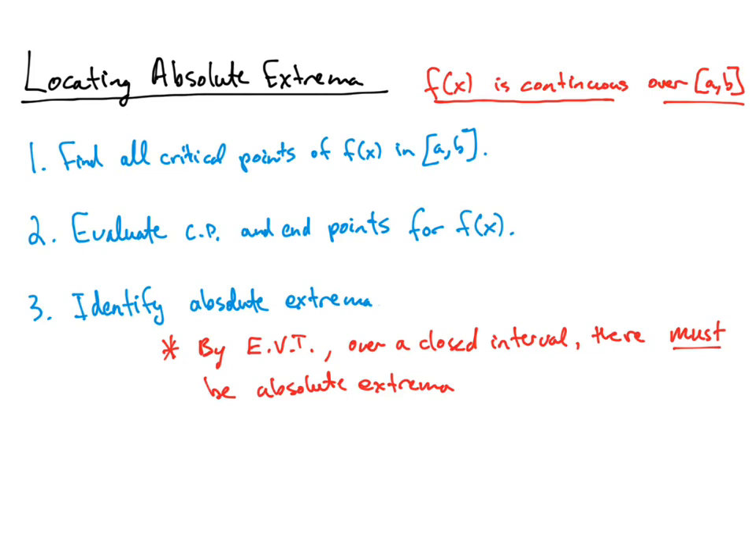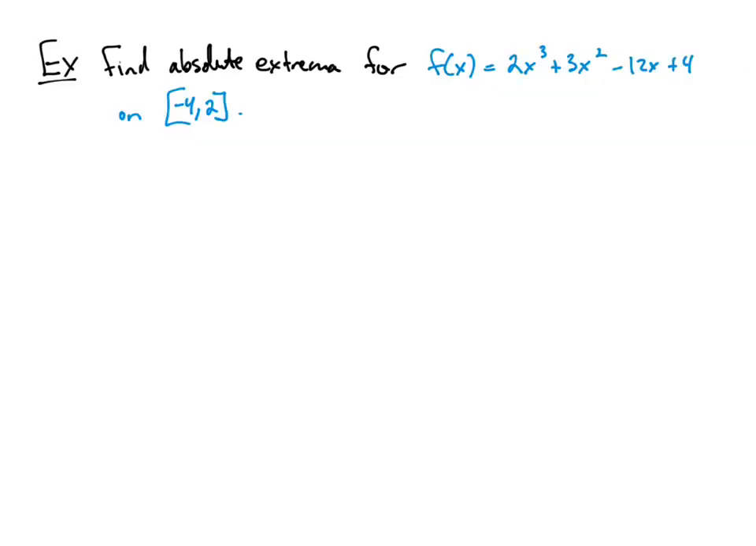So let's look at a few examples of how to do this. Okay, so we want to find the absolute extrema for the function f of x is equal to 2x cubed plus 3x squared minus 12x plus 4, and the interval we're concerned about is negative 4 to positive 2. So first, is this function continuous over this interval? Well, we have a polynomial function. Polynomial functions are continuous for all real numbers, so that means that f of x is certainly continuous in this interval.